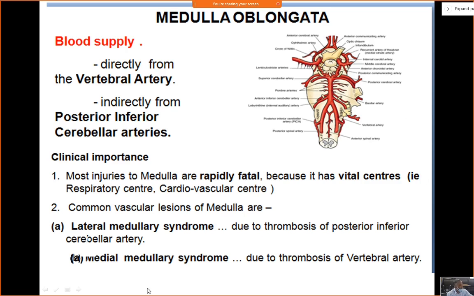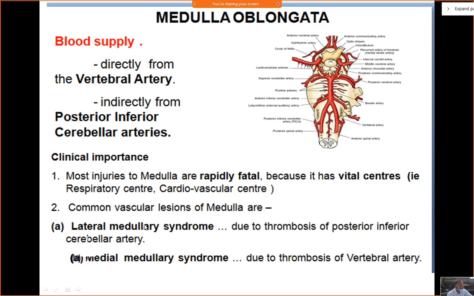And in that case we call it medial medullary syndrome. If, due to thrombosis of the vertebral artery, the medulla gets ischemia, or the medulla is not getting the blood supply, then we call it medial medullary syndrome, because it will mostly affect the paramedian region of the medulla oblongata.